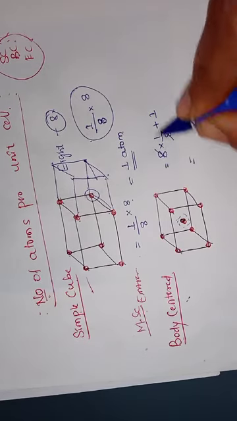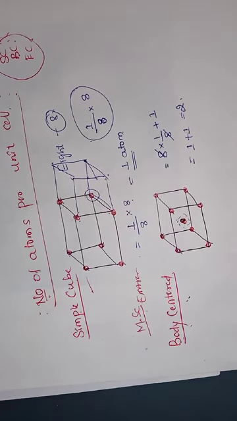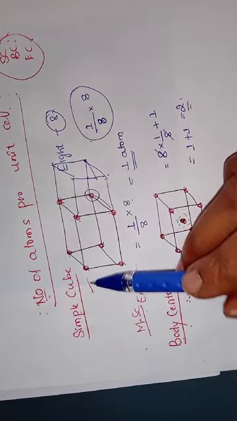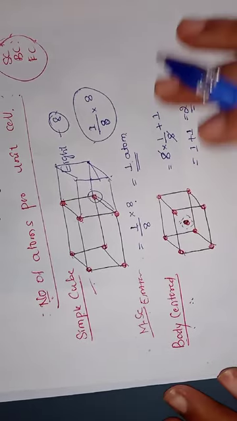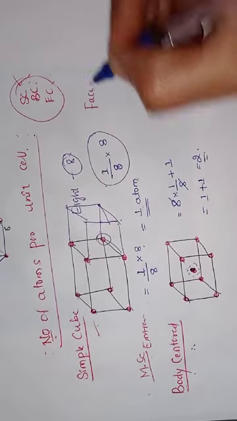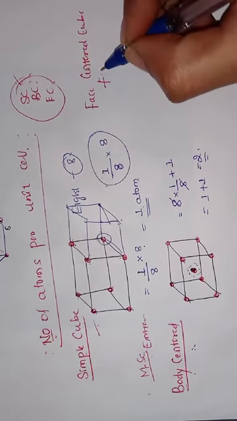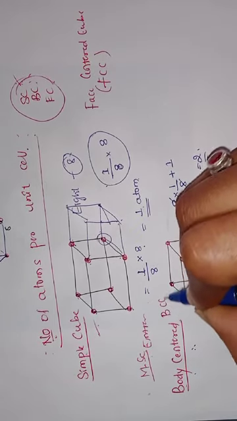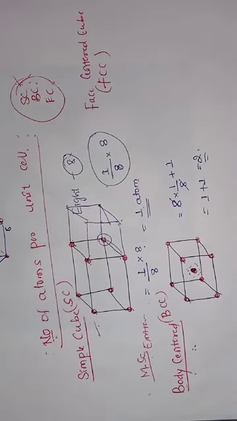Total number of atoms present in the body centered cube is 2. 8 times 1/8 is 1, plus 1, which is equal to 2. So there are 2 atoms in the body centered cube. In the simple cube there is only one atom. Then one more is there, that is the face centered cube, which we can simply call FCC. This is BCC. Then this is simple cube, that we can indicate as SC.